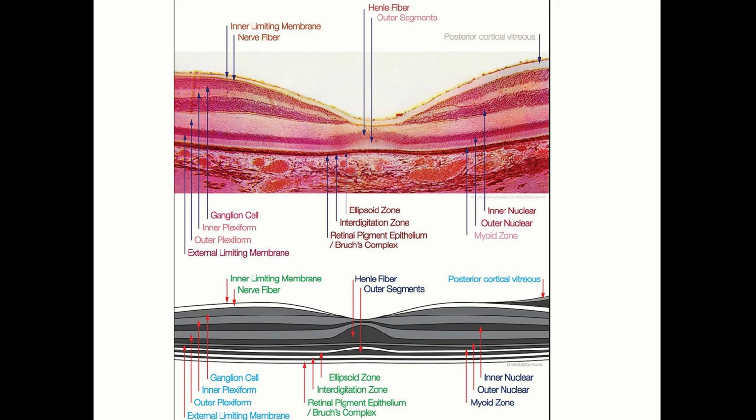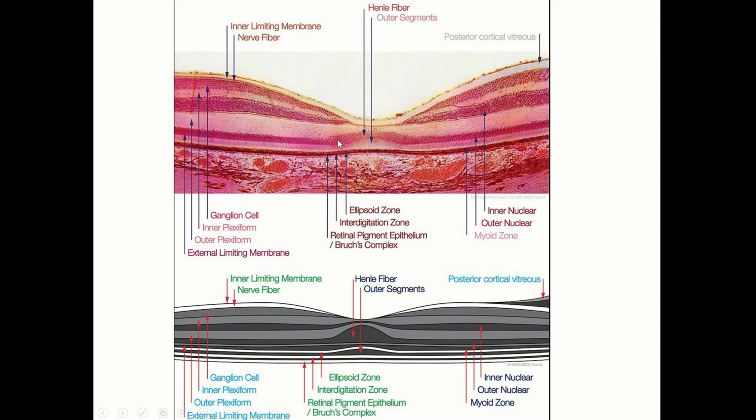Here you see a histological slice of the retina with a black and white illustration on the bottom. On the top, in the histological section, the 10 layers of the retina are seen, and in those 10 layers you see three distinct dark bands. The one at the top is the ganglion cell layer, the other one is the inner nuclear layer, and the last one is the outer nuclear layer.